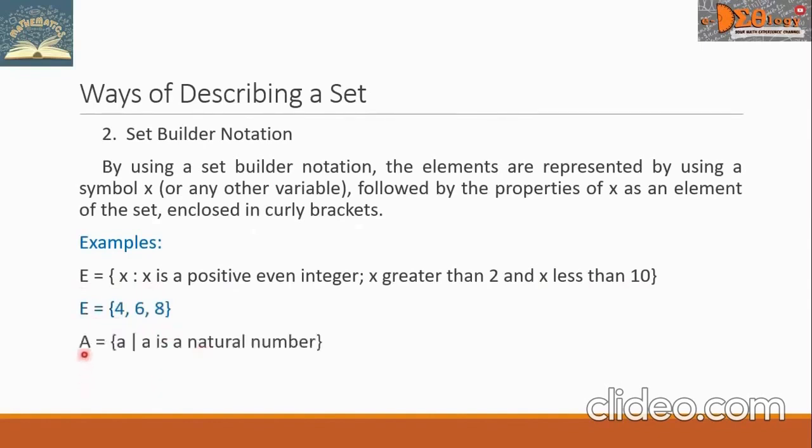Another example is set A, whose elements are variable a, such that a is a natural number. Let us write the set A by listing method, and we will have A equals, the elements are 1, 2, 3, and so on.